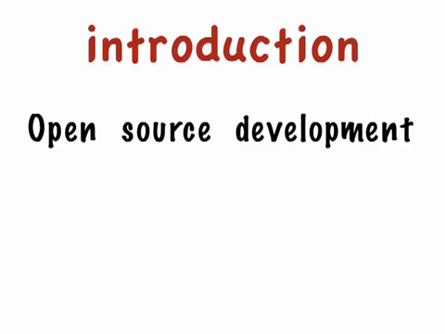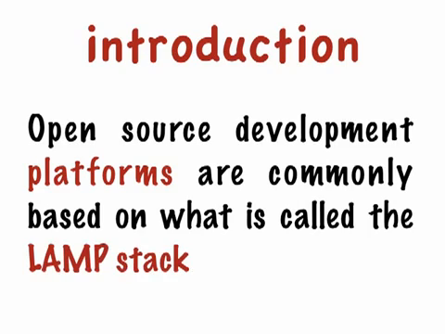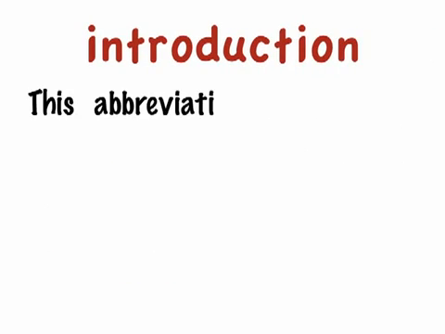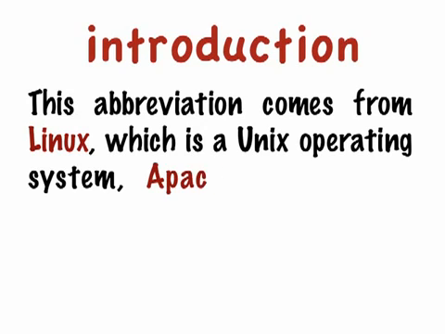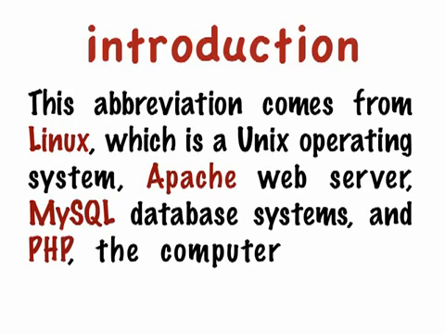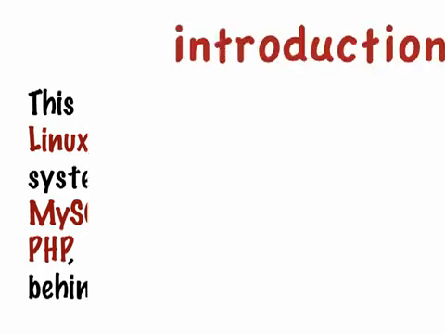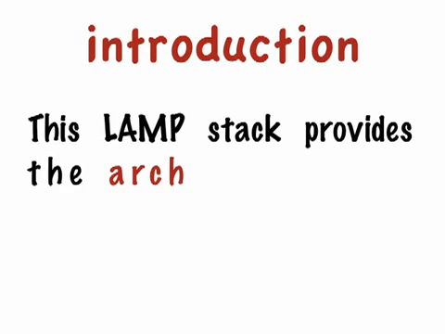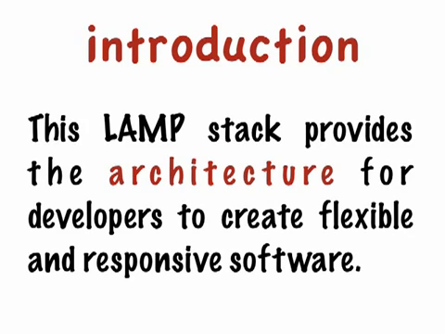Open-source development platforms are commonly based on what is called the LAMP stack. This abbreviation comes from Linux, which is the Unix-like operating system, the Apache web server, MySQL database systems, and PHP, the computer language behind many of the applications. This LAMP stack provides the architecture for developers to create flexible and responsive software.